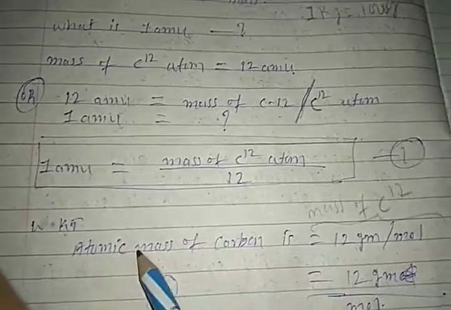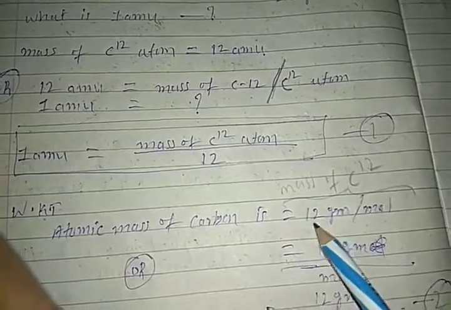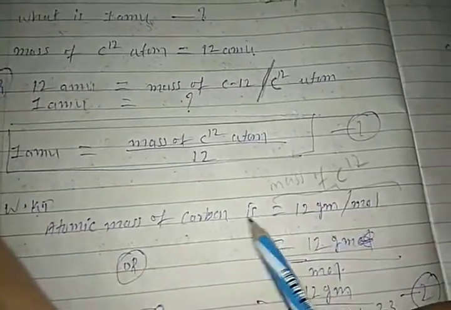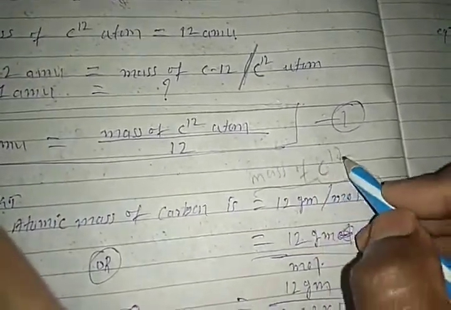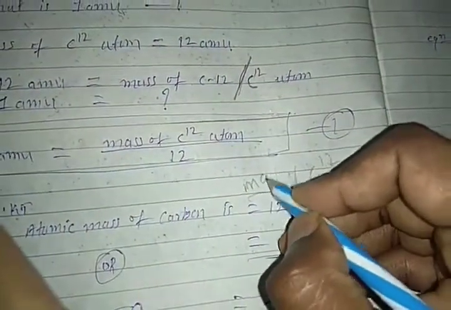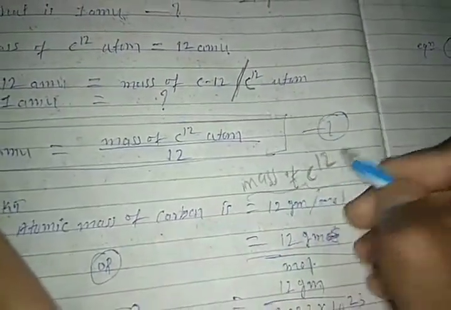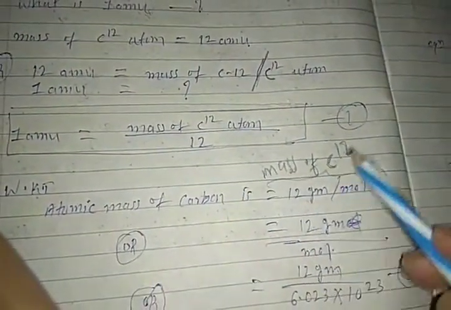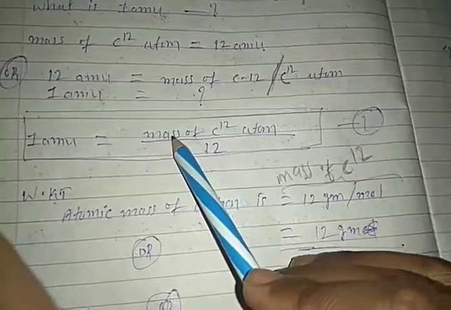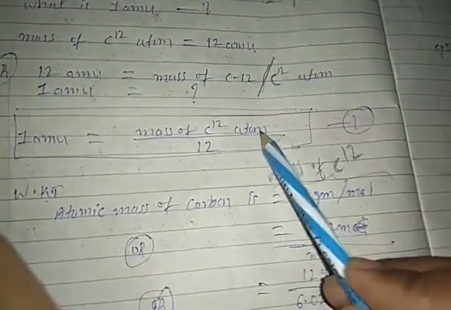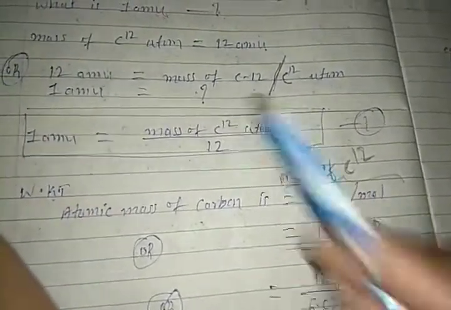We know that the atomic mass of carbon is 12 gram per mole. 12 gram means this is the mass of carbon 12. 12 gram per mole means the mass of carbon 12, students. It means the mass of carbon 12 atoms is 12 gram per mole. Can we substitute this value in the above equation?